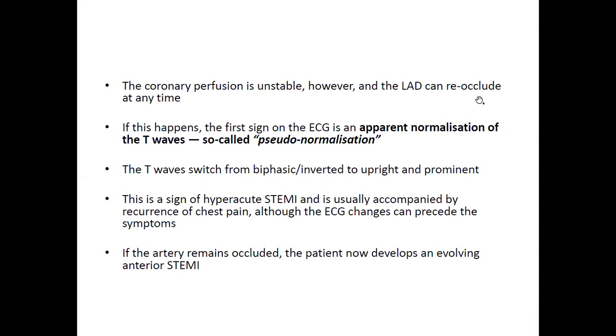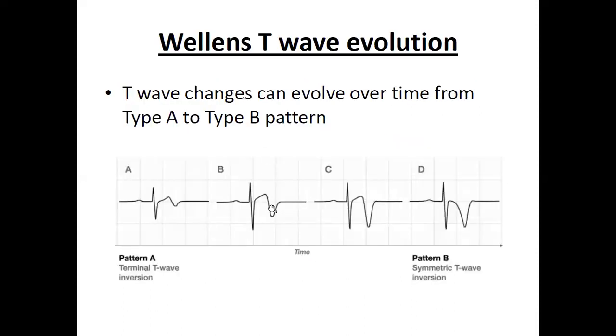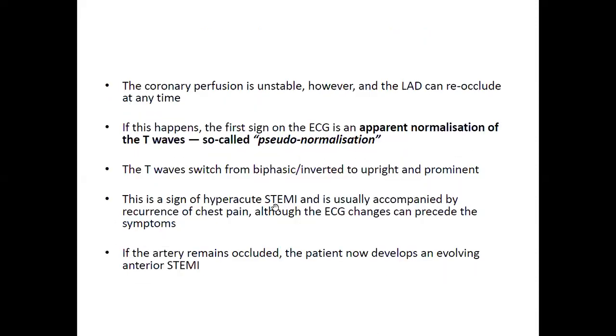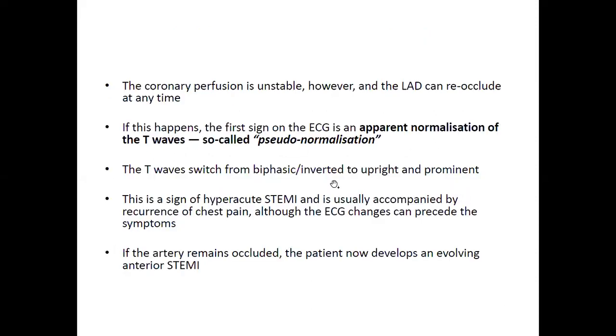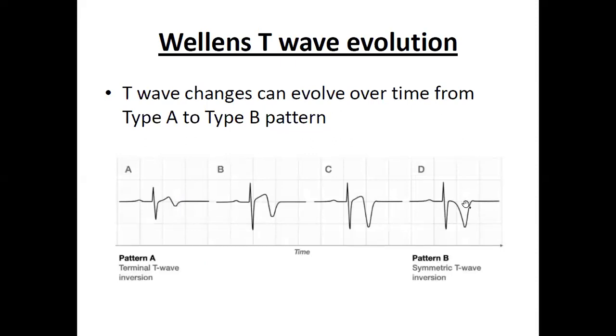Whenever there is reocclusion, the first sign which occurs is apparent normalization of the T waves, so-called pseudo-normalization. Suddenly the T waves become flattened, or normalization of the T wave can occur. So if you have done a serial ECG and in the first ECG you see this pattern, and later on you suddenly see that this T inversion has gone away and there is normalization of the T wave, or there are upward T waves, the normal T waves like that.